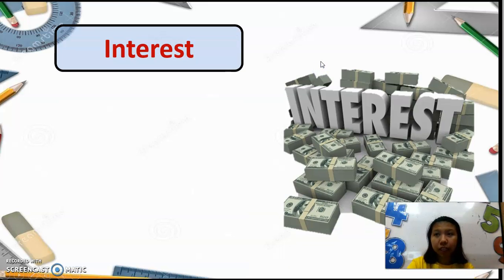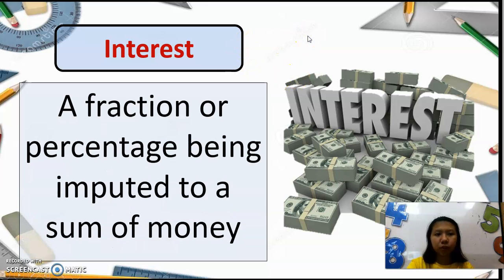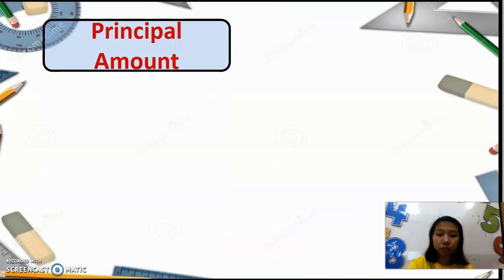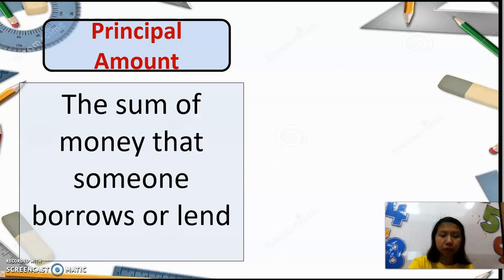So let's have a short recap about the definition of terms that we had last time. So what do you mean by interest? When we say interest, it is a fraction or percentage being imputed to a sum of money. Then for the next definition, we have the principal amount, or the sum of money that someone borrows or lends. So that will be the amount of money that you lend to someone or you borrowed from someone.